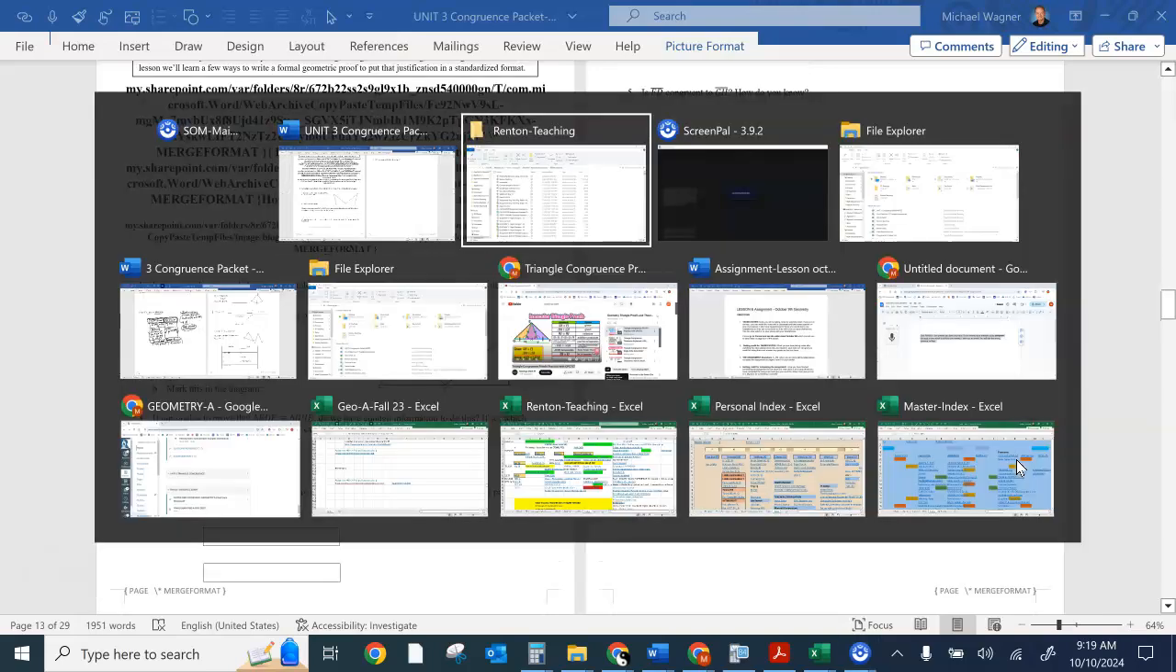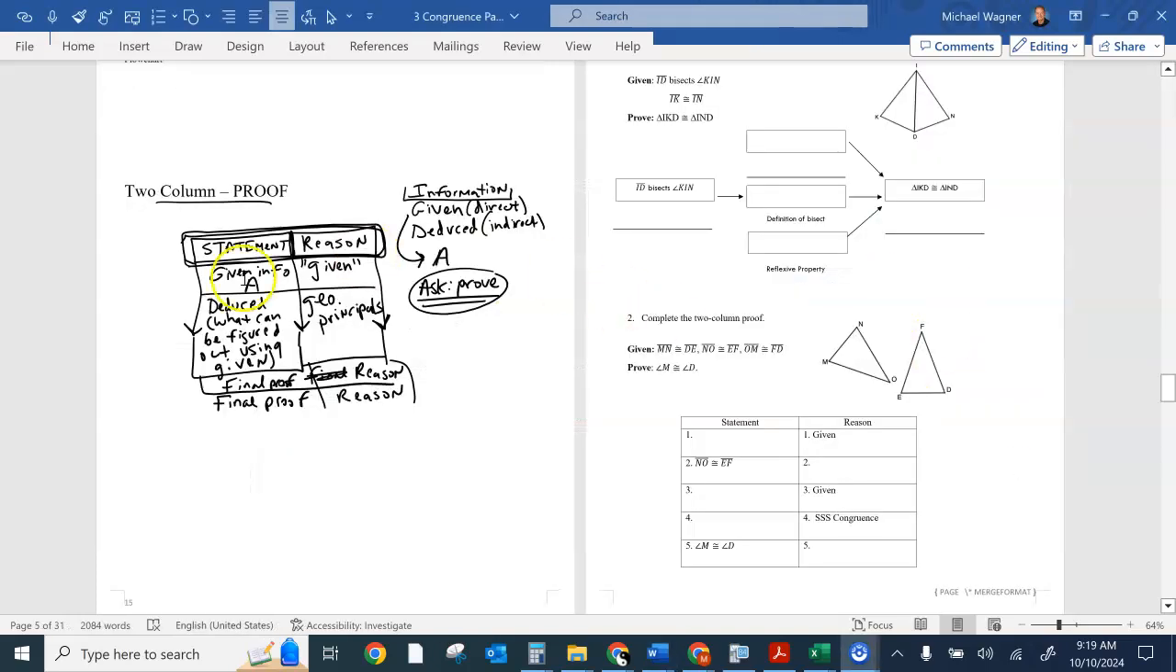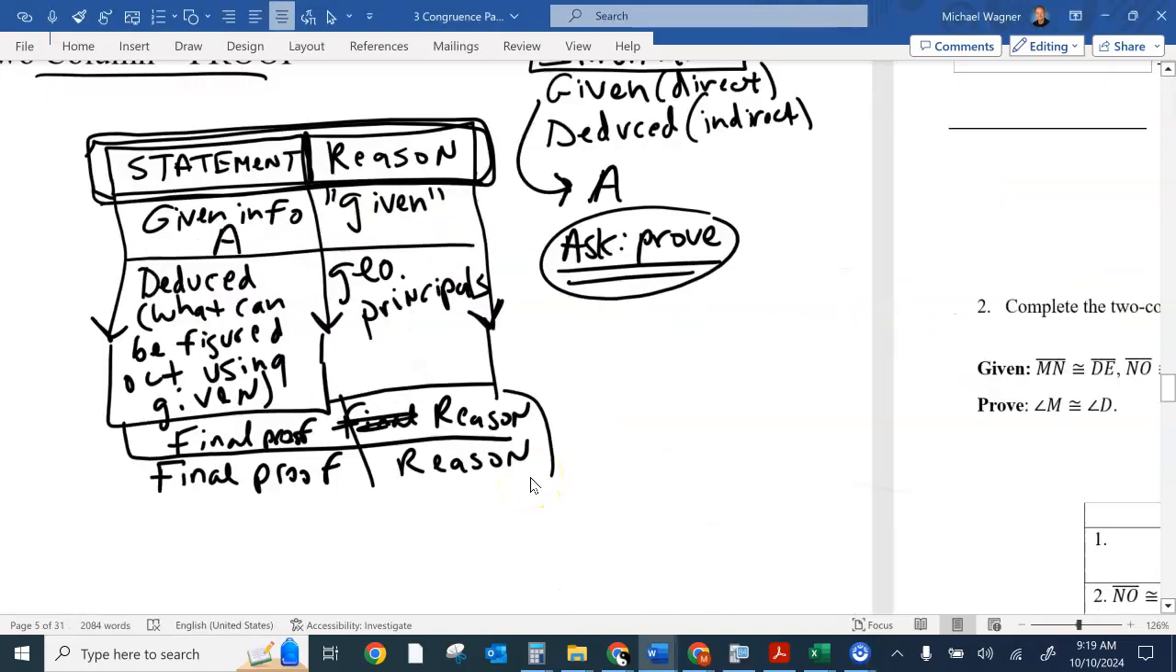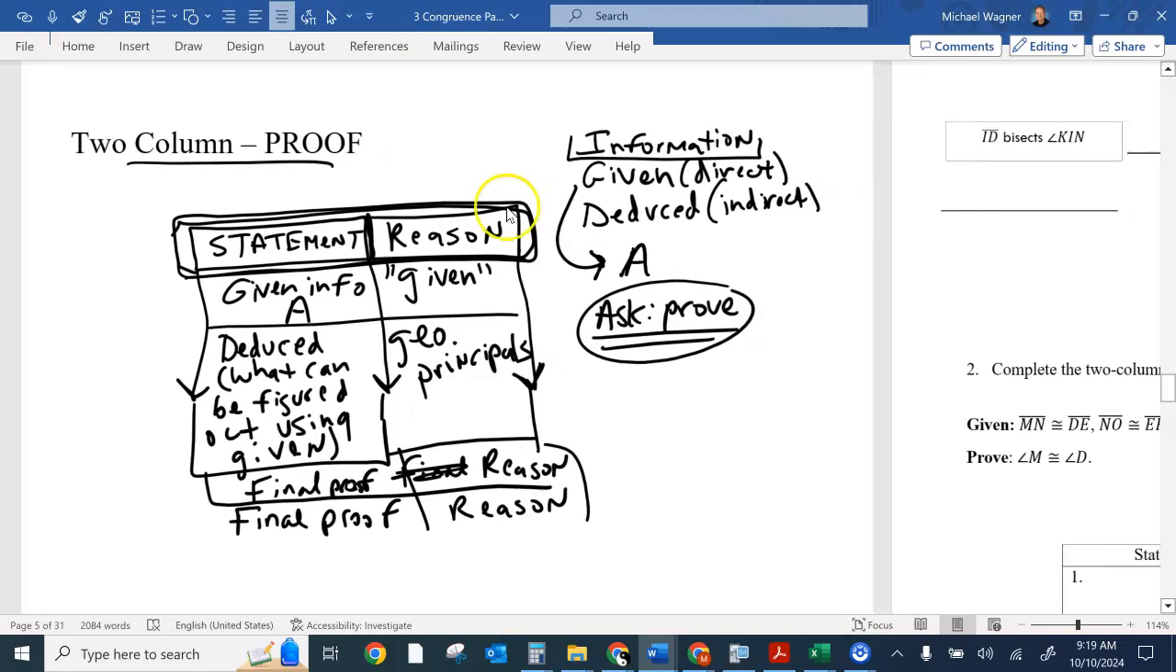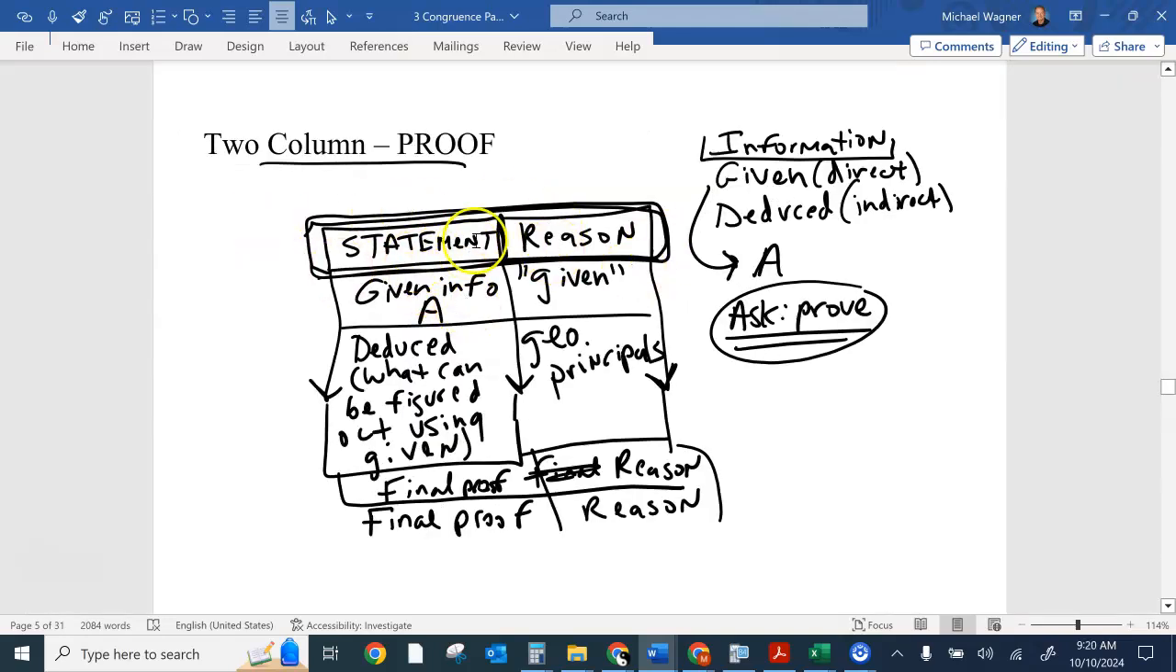Let me see if I can find it on the other one. There we go. Okay, so on page 12, where you have some room under two-column proof, please go ahead and make these notes. I'll read it off, since my handwriting isn't always so good. Basically, you have two columns. One says statement, one says reason. And off to the side, you'll have information that you'll use to make proofs. Either it's directly given, direct, or it's deduced, indirect.